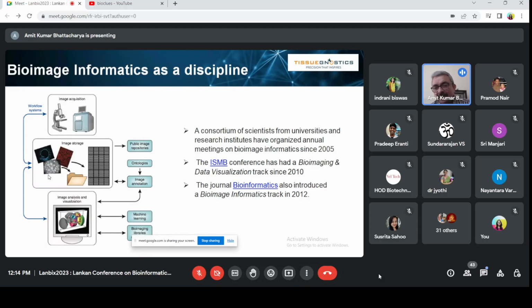This field started around 2005, when small groups in universities and research institutes started small meetings on bioimage informatics. Since 2010, the ISMB conference has had a section devoted to bioimaging and data visualization. And from 2012, the journal Bioinformatics started a section on bioimage informatics.